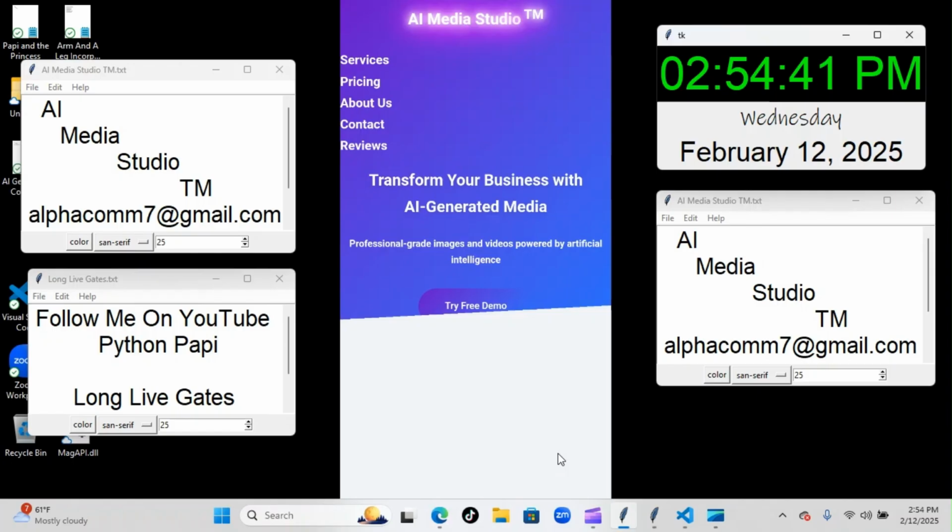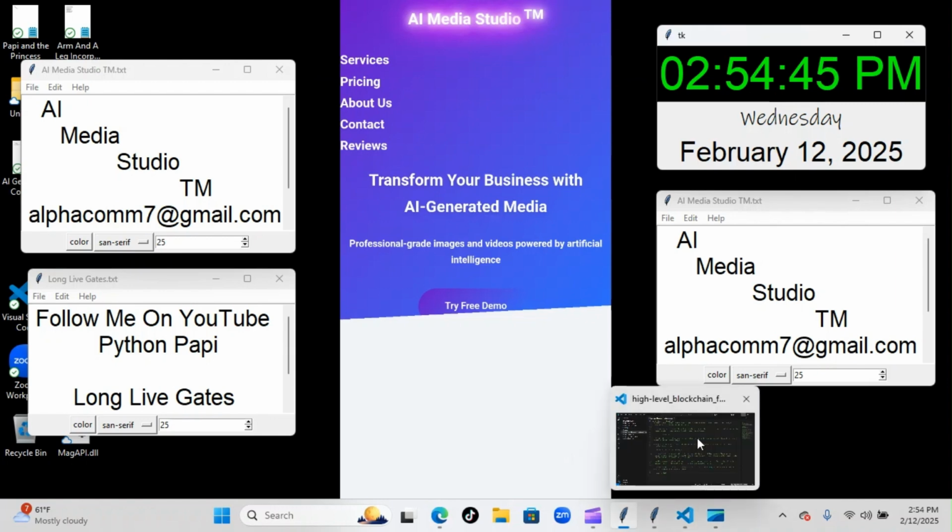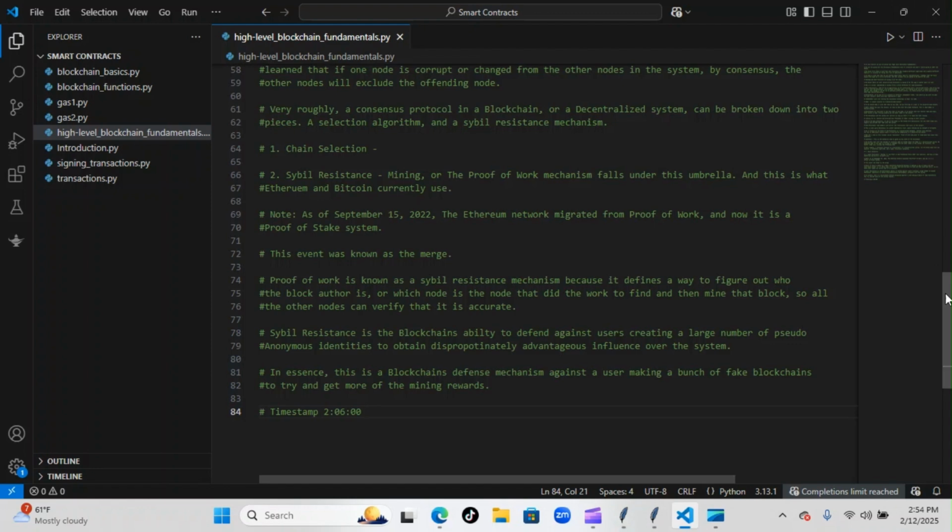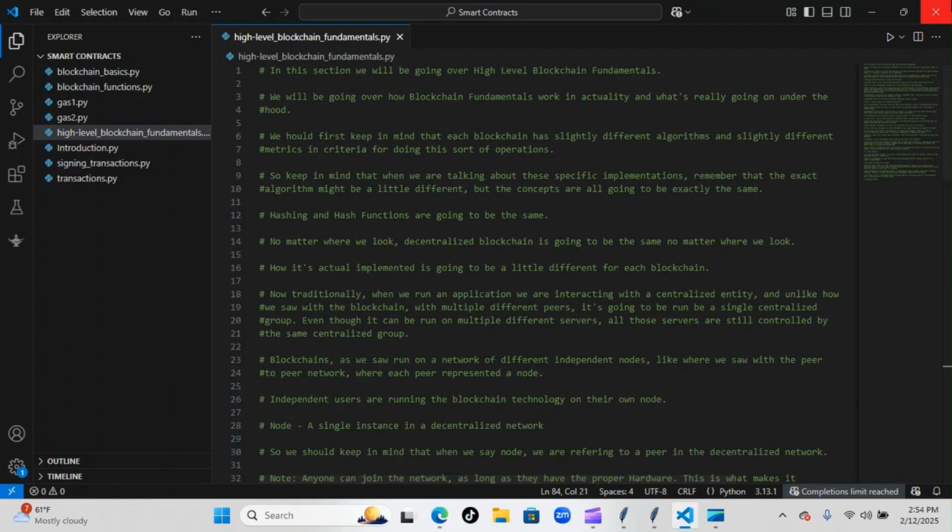All right, on today's episode of Python Papi, we're back inside our smart contracts project. Let's have a look at what we went over today. Now, today I told you that we'll be going over the high-level fundamentals of the blockchain. So let's dive into that now.